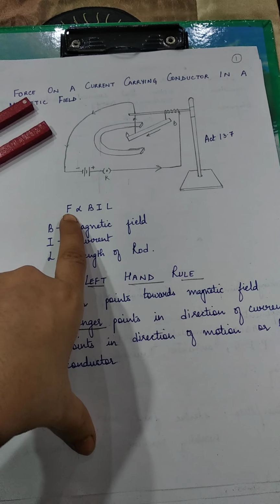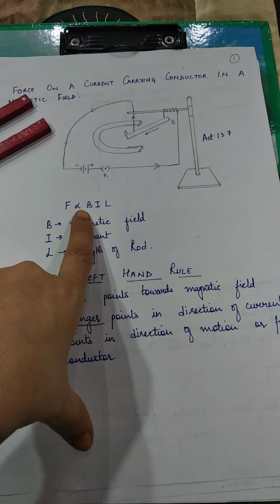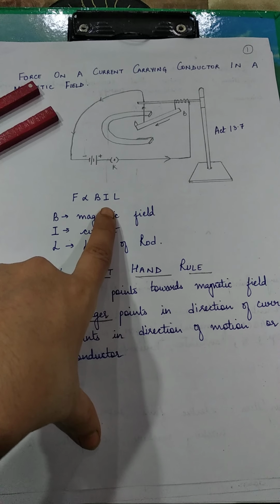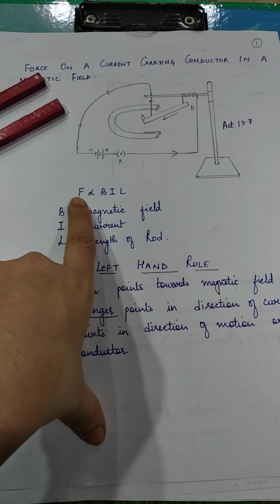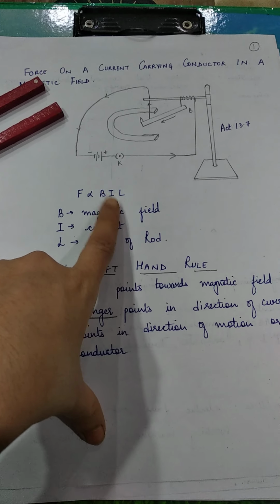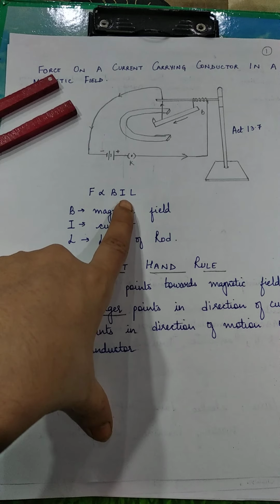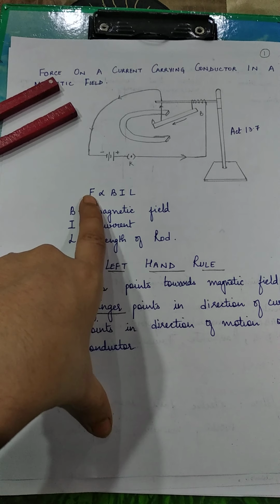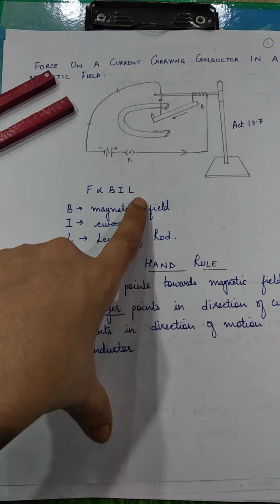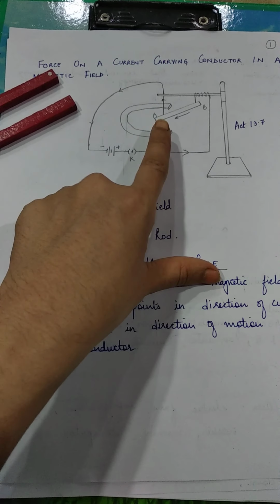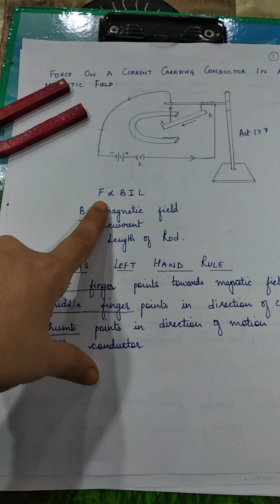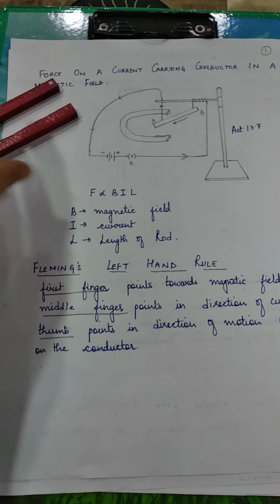Now, F stands for force. This is a proportionality symbol. B stands for magnetic field strength. Greater the magnetic field strength, greater will be the displacement in the rod. Greater the amount of current in the circuit, greater will be the displacement, greater will be the force created. Greater the length of this metallic rod AB, greater will be the force exerted.